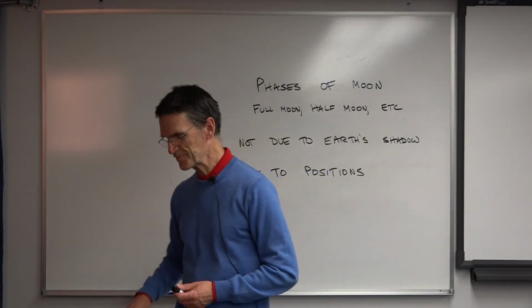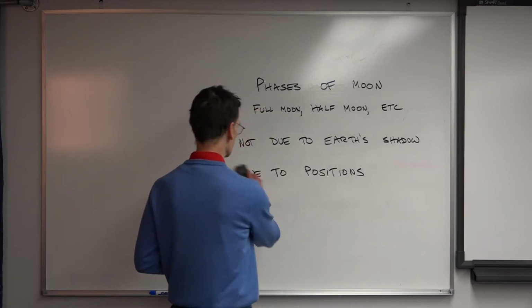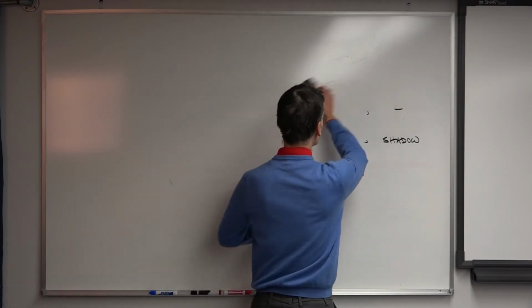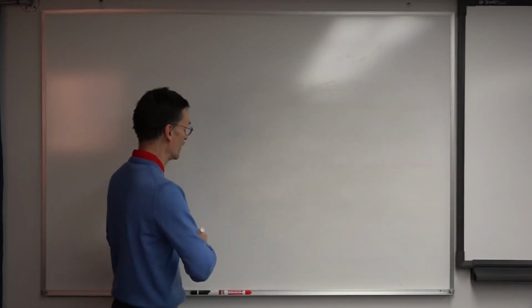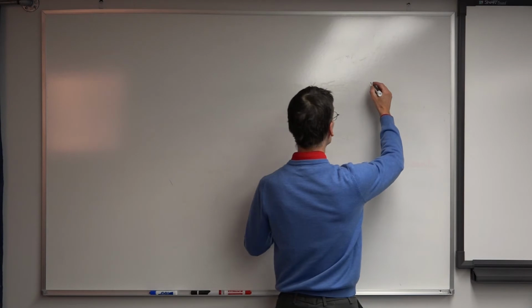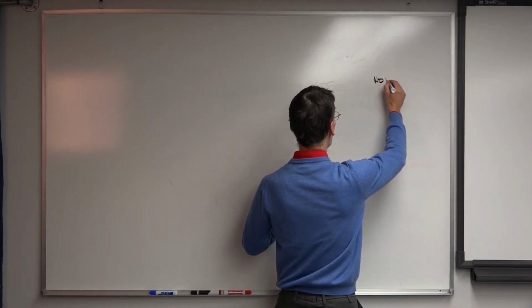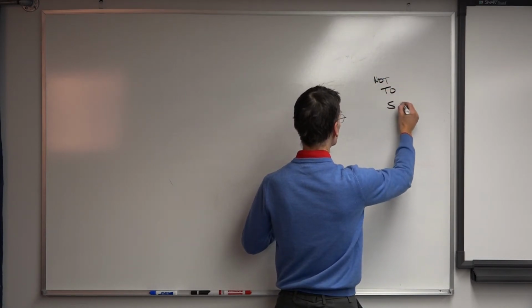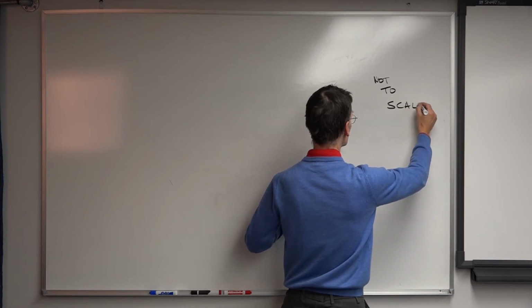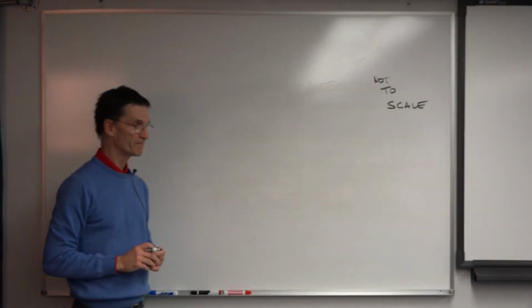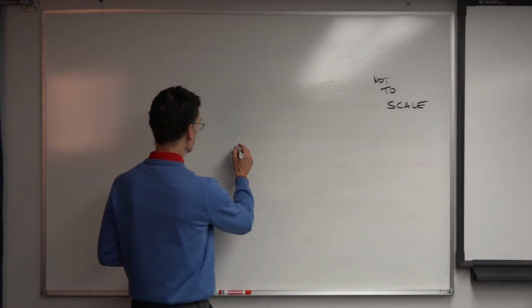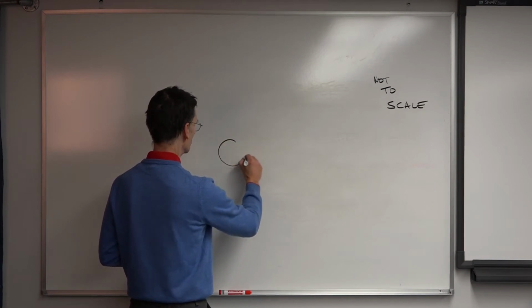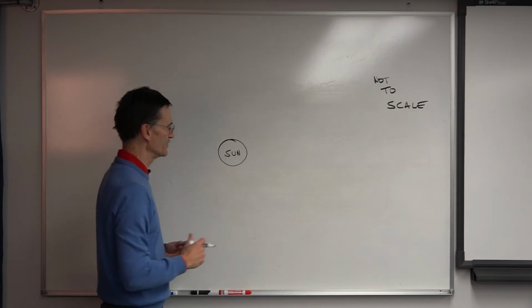If we take it into space and the solar system, if we were to say this, and let me emphasize, this diagram is not drawn to scale. It's way off scale. Let's say here's the sun. And here's the Earth.